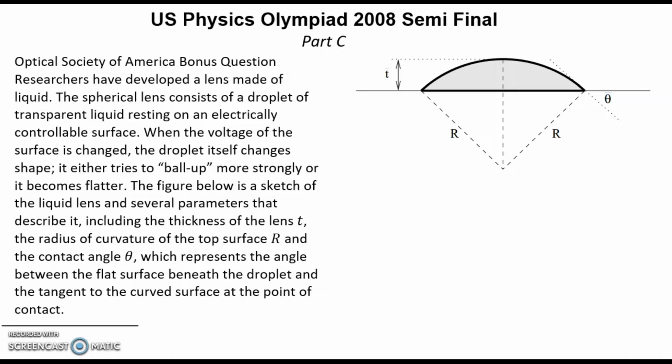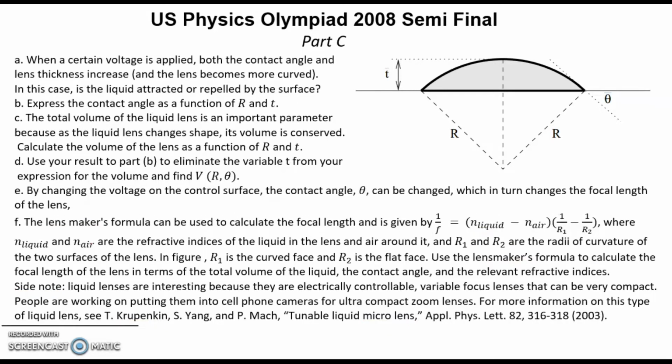The figure below is a sketch of the liquid lens and several parameters that describe it, including the thickness of the lens T, the radius of curvature of the top surface R, and the contact angle theta, which represents the angle between the flat surface beneath the droplet and the tangent to the curved surface at the point of contact. There are 6 questions for this part.